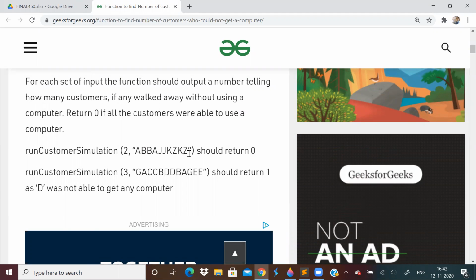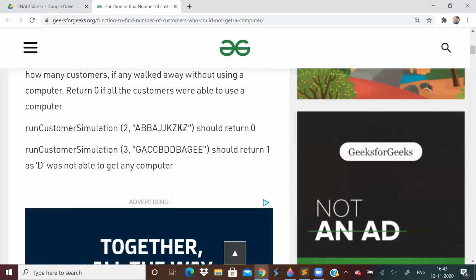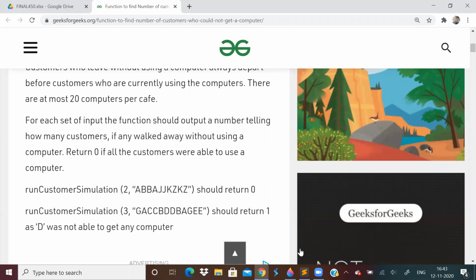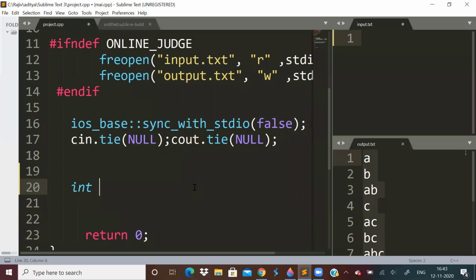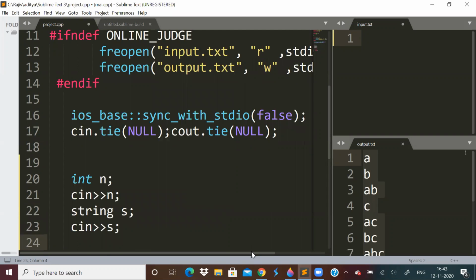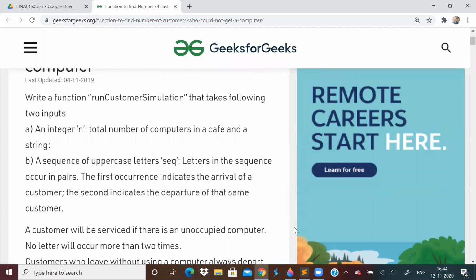I first recommend you to read the entire problem description, okay? You read the entire problem description, then only you will understand what I'm doing. So let me code it now. First of all, we need to take n, and then we need to take the input string. Please read the problem, otherwise you will not understand what I'm doing.